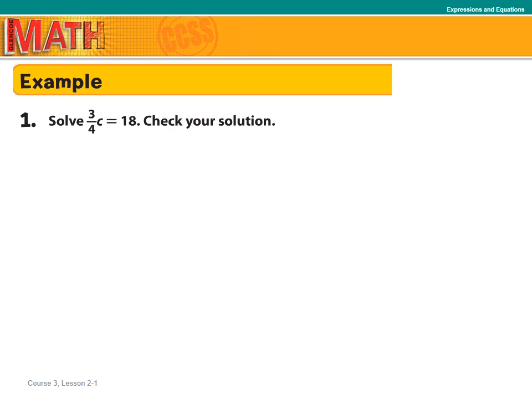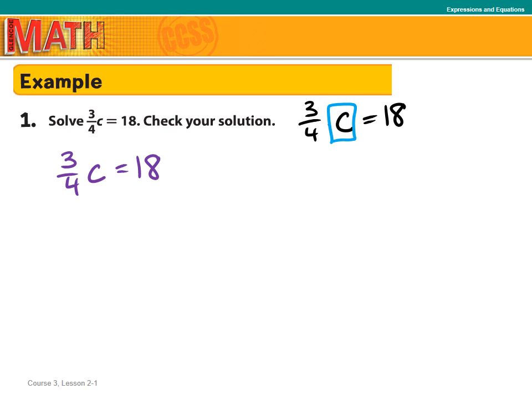Our first example, solve 3/4 times c equal to 18, and they want us to check our solution. Before we go into this problem, some of you this may be the first time you're being introduced to variables. What we have here is 3/4 times c, that's equal to 18. The goal of any math problem is to always isolate the variable. When you isolate the variable, which in this case is c, you're going to get your answer. So in order to isolate this variable, let me write the problem over here again. 3/4 times c equals 18.